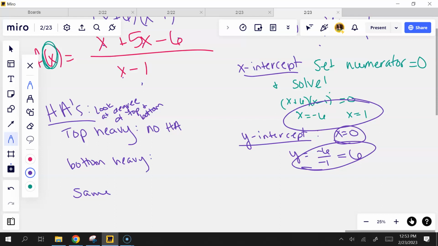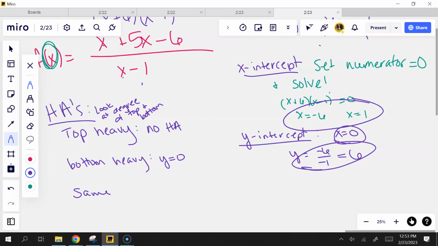Here we go. Bottom heavy. If it's bottom heavy, in other words, the degree in the bottom is bigger than the degree in the top, then y equals 0, which is a horizontal line at the axis, is your horizontal asymptote. And if it's top heavy, none. No horizontal asymptote.